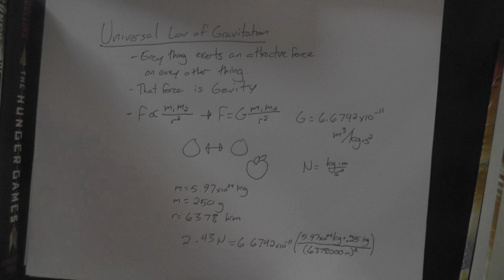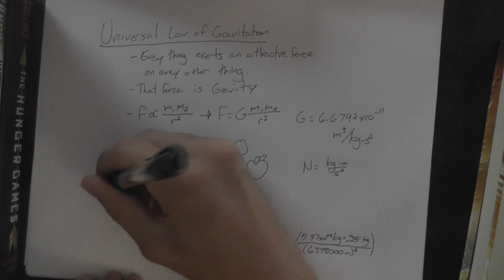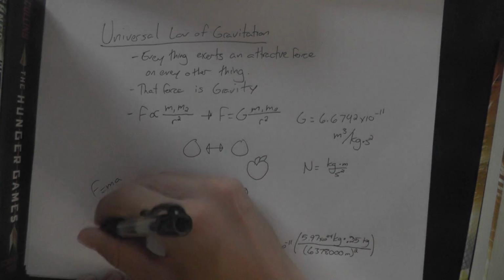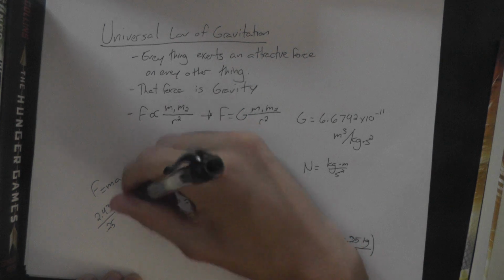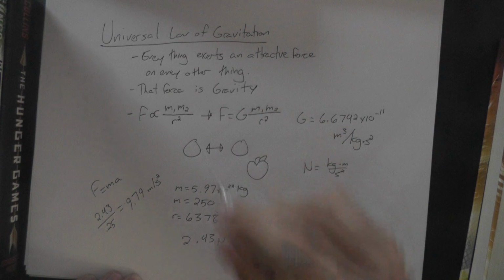Now, what can we also calculate from that? We can calculate the acceleration at which that apple is accelerating towards Earth, because we know, according to Newton's second law, that force is mass times acceleration. And so, if we take the force here, the 2.43, divided by the mass of the apple, our 0.25 kilograms, we end up getting something around 9.79 meters per second squared.